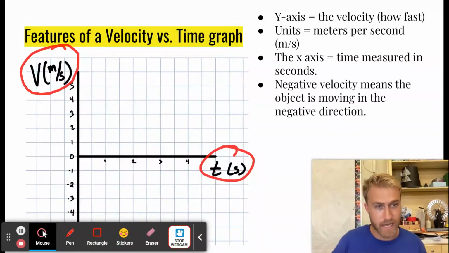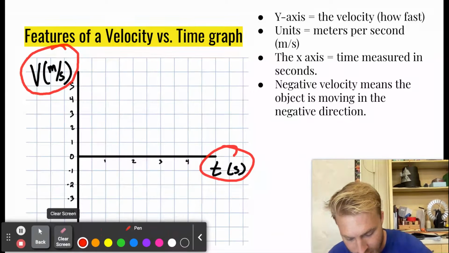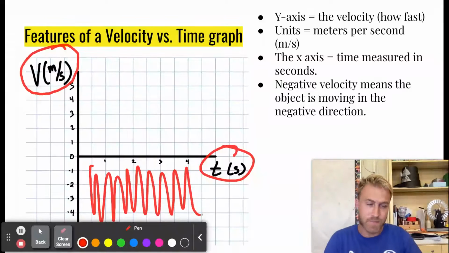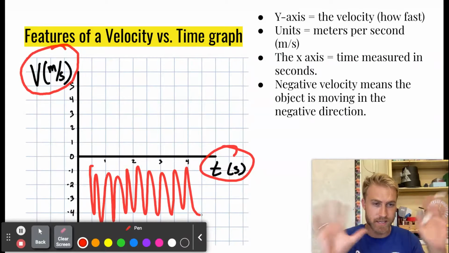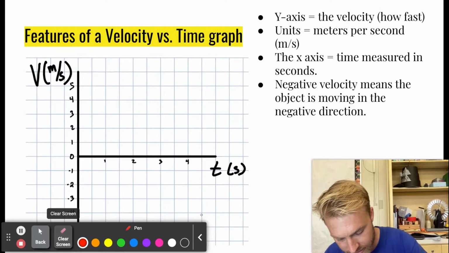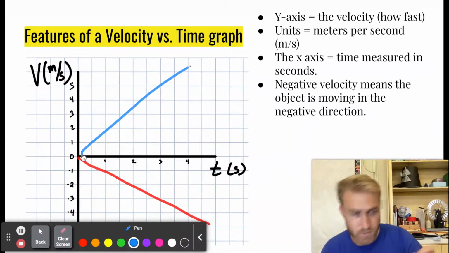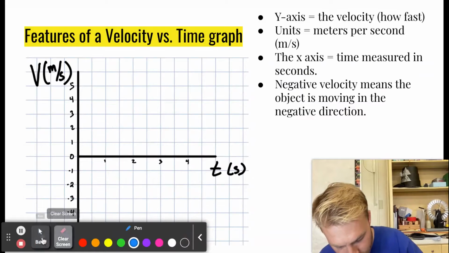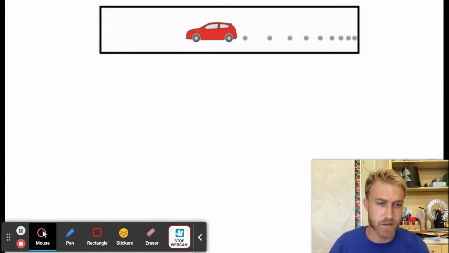A negative velocity means the object is moving in the negative direction. Here's what I mean. If you ever see information down here in this negative range down below, that means the object is either moving to the left or down. That's what we say is the negative direction in physics. So if you have a line like this, we're moving to the left. If you have a line like this, we're moving to the right, because these are all positive and these are all negative. Okay.